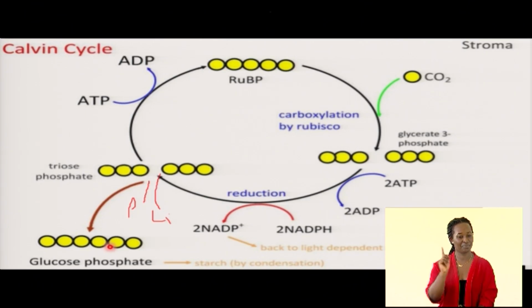So what are we talking about here? This end product of the Calvin cycle is from where we get the other foods manufactured. That's for another lesson. So what are we talking about here? This glucose, once produced, can be turned into starch by condensation for storage.